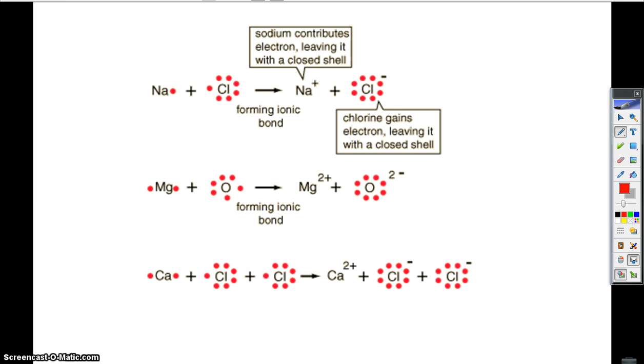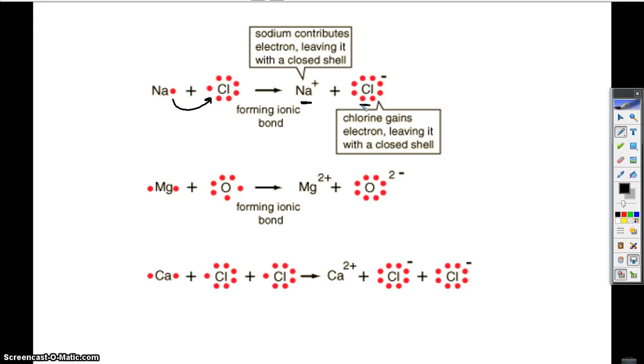So again, looking at it with the Lewis dot structures, the one that I just showed you before, here's sodium and chlorine, and if we look, sodium is more than happy to give up that one electron. Chlorine is more than happy to accept it. So now chlorine has a complete octet, or they're calling it a closed shell. Those two will then be attracted to each other because of the opposite charges.